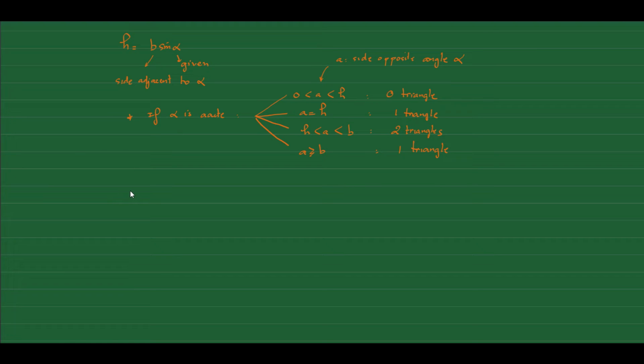And if alpha is obtuse, we have only 2 different cases. The first case again, a is between 0 and b. In this case we have 0 triangle. The second case is a greater than b. Then we have 1 triangle.